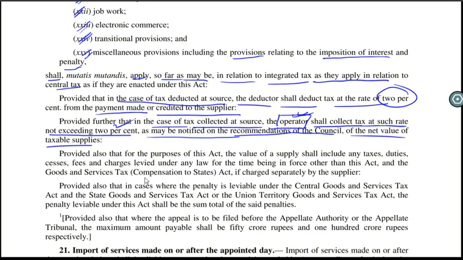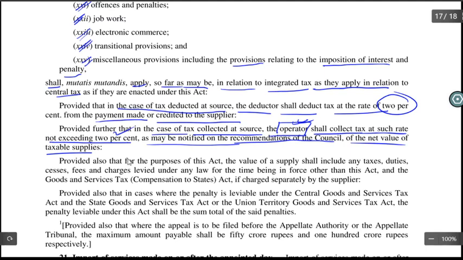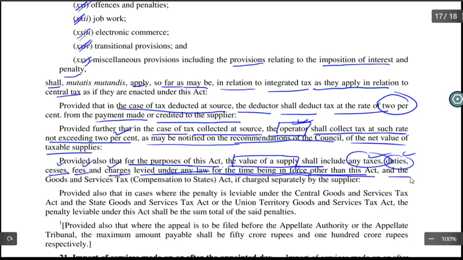Let's see what the third proviso states. For the purpose of this section, the value of a supply shall include any tax, duties, cesses, fees, charges levied under any other law for the time being in force other than this act. So value of supply shall include any tax, duties, cesses, fees, charge levied under any other law for the time being in force other than this act, and the Goods and Service Tax Compensation Act, if charged separately by the supplier.